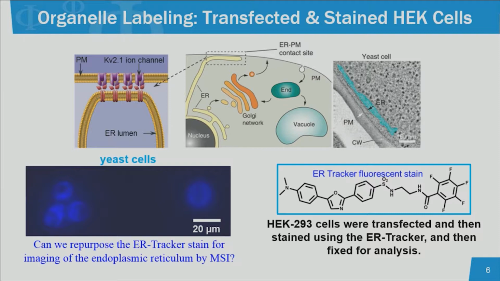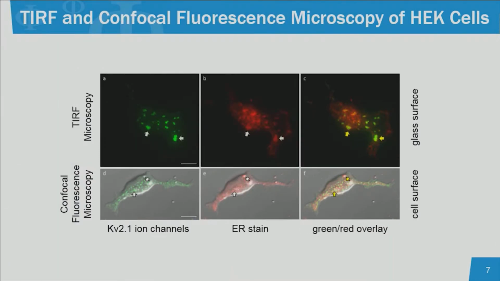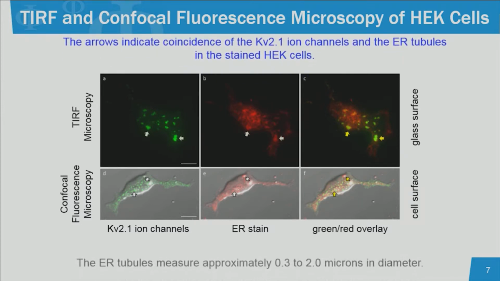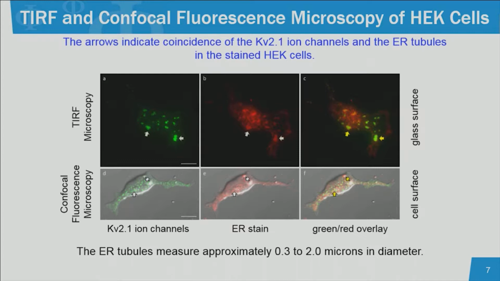In this study, we have the HEK cells that have been transfected and then subsequently stained with the ER tracker, which we're using as a tag for our analysis. In Michael's group, they did total internal reflectance microscopy, shown in the top panel of images. But for the purposes of the TOF-SIMS imaging, what we're more interested in is the actual cell surface, not the one against the glass surface, but the top surface.